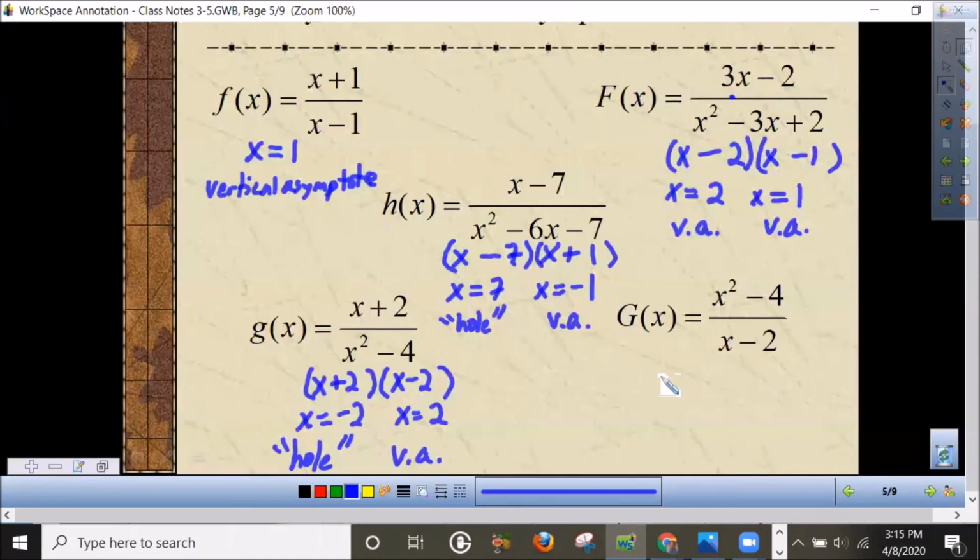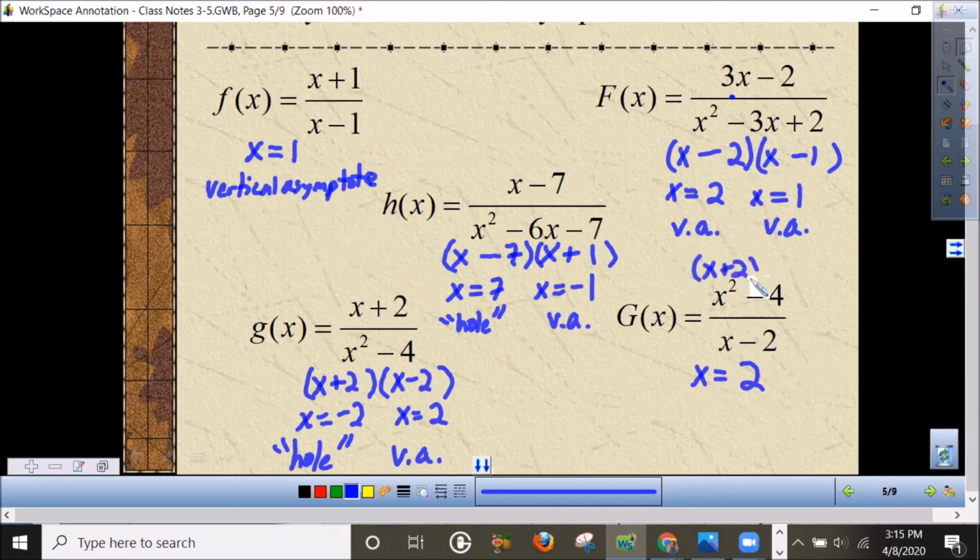So as we look at capital G of x, we notice that x equals +2 will make that denominator equal 0. Now, is this going to be a vertical asymptote or a hole in the graph? If you said hole in the graph, you're right, because the numerator can factor as x plus 2, x minus 2. So the value x equals 2 makes both the numerator and the denominator equal 0. So we get a hole in the graph.